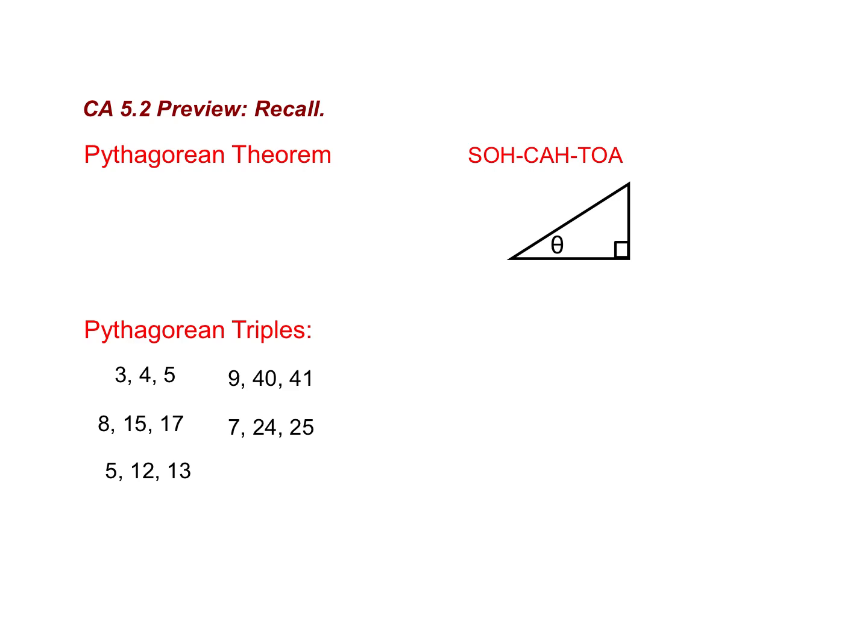So a couple of things that we're going to need for 5.2, just to do a quick review, is the Pythagorean theorem, which remember works for any right triangle. If you have a right triangle, we know that the sum of the squares of the 2 legs, A and B, is going to have to equal the square of the hypotenuse. So we know that A squared plus B squared is going to equal C squared for any right triangle.